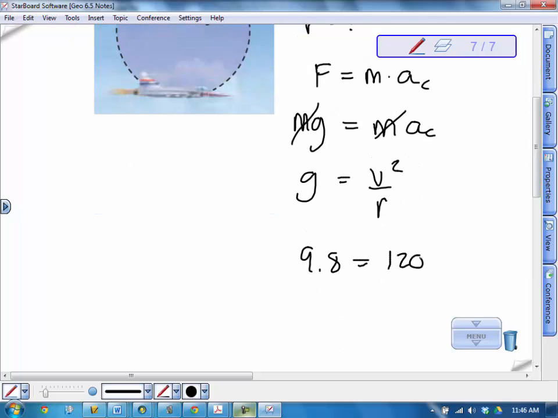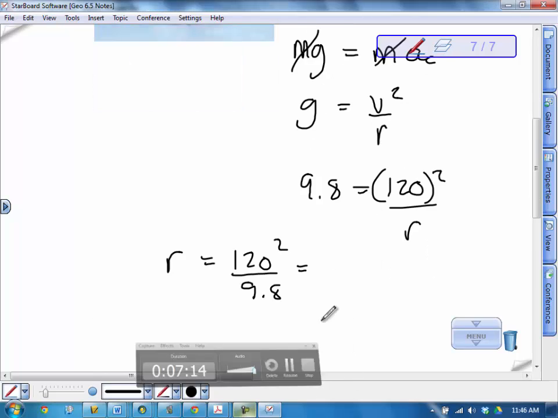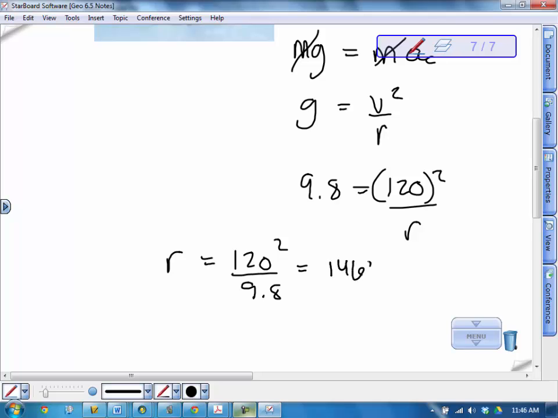The velocity was 120 meters per second. So we need to square that. Divide by the radius. So this time you're solving for r. So I would multiply both sides by r and divide by 9.8. So you have 120 squared over 9.8 is your answer, which gives you 1,469.4. And that's the radius, so that's in meters.